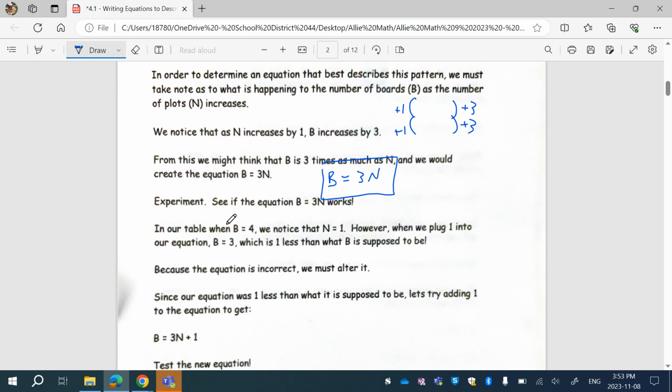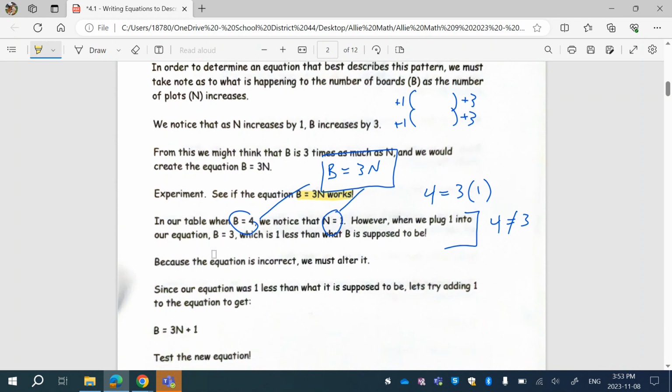In our table, when b equaled 4, we noticed that n equaled 1. So when there were 4 boards, the number of plots was 1. However, when we plug 1 into our equation, b equals 3, which is less than b is supposed to be. So what they're saying right here, and what I maybe should have showed you instead of typing it out, is that if we substitute these numbers into our equation, so let's do that. If we would say 4 equals 3 times 1, that's not true. 4 does not equal 3. So our first guess is not a very good guess.